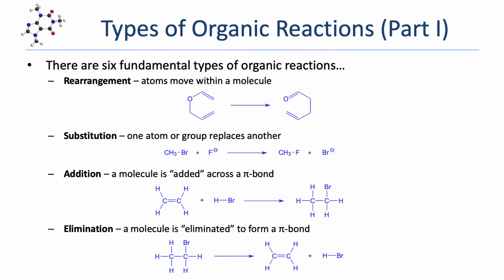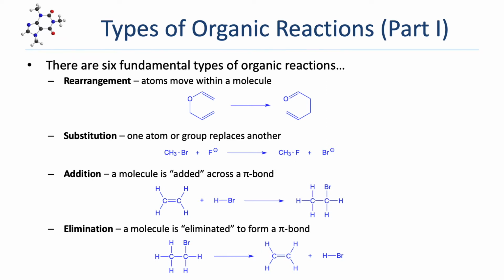Then we have additions. An addition is when one molecule is literally added across the pi bond of an organic molecule. So if you look at this reaction, here we have an alkene reacting with HBr, and the entire HBr molecule was added across that pi bond.